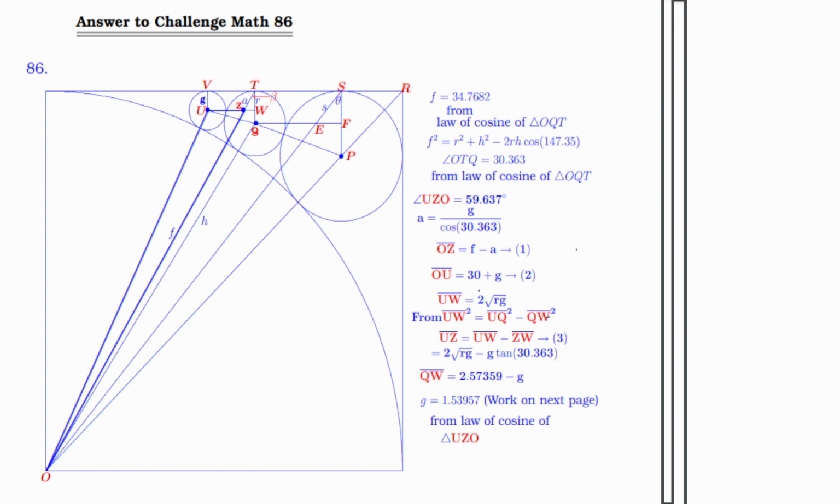So from the law of cosines using triangle UZO, I could get this value. Now, next time I will go over a little different one.